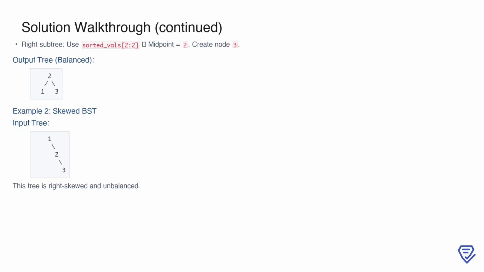Now, moving on to a less balanced example, we have a skewed binary search tree. Here, the root is 1, with a right child of 2, and another right child of 3. This tree is unbalanced because all nodes are aligned to the right, making it essentially a linked list.